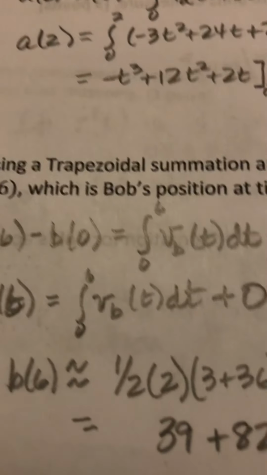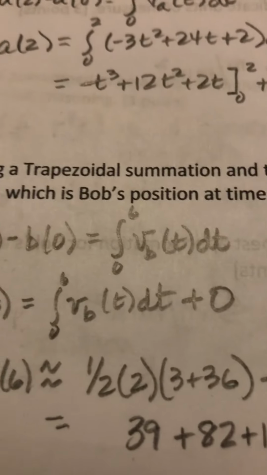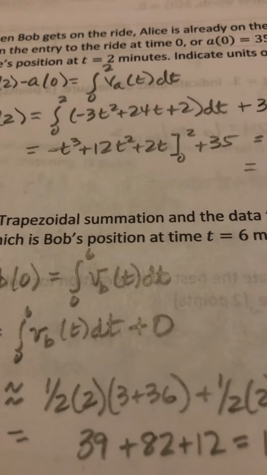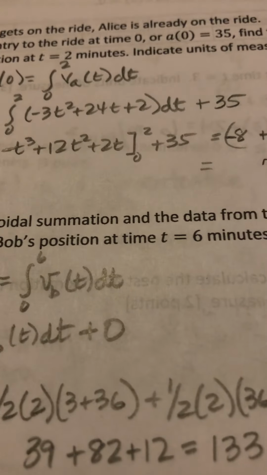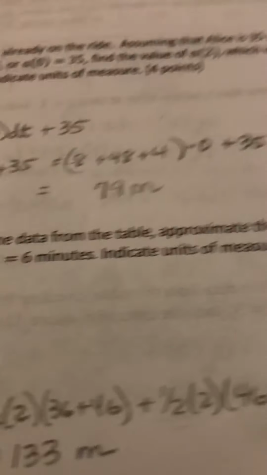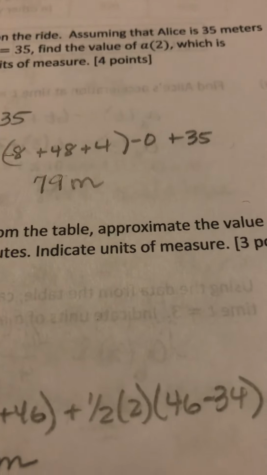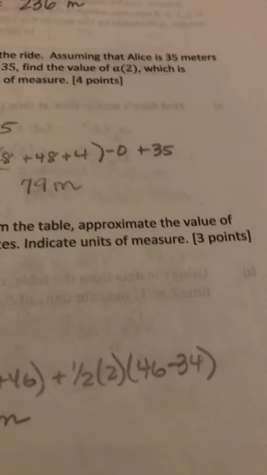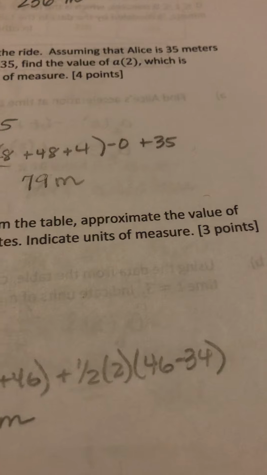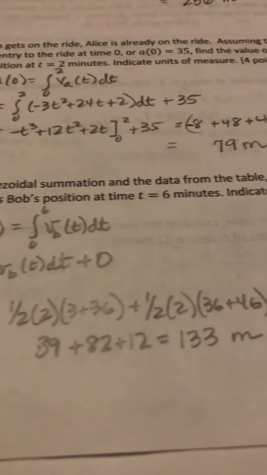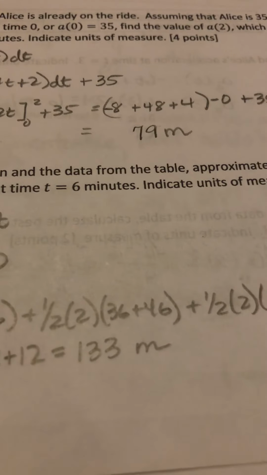So his position at 6 is the integral from 0 to 6 of his velocity, and this is where we're using our trapezoidal sum. So it's going to be 1/2 of the delta x, which is 2, times the 3 plus 36, and another 1/2 of 2, this time times 36 plus 46, plus another 1/2 of 2 times 46 minus 34. In this case, we keep the negative because we're looking for position. When we want position, we do have to take into account what direction we traveled. So when we work that all out, it gives us his position is 133 meters.